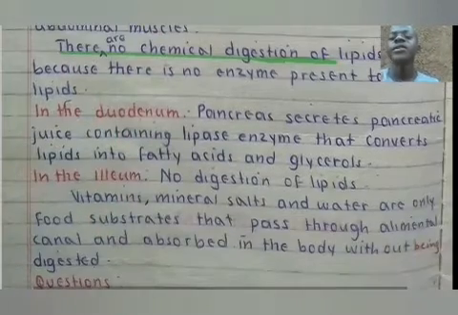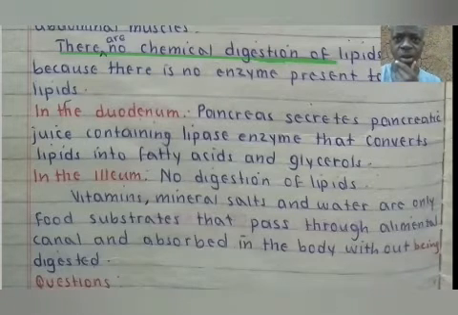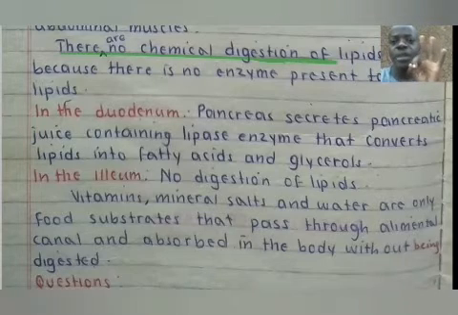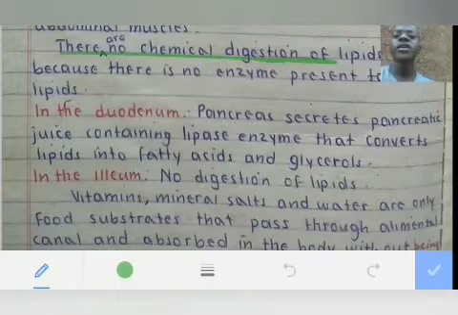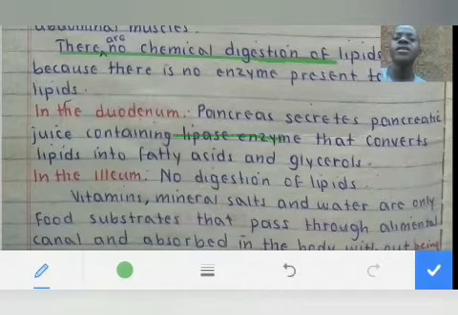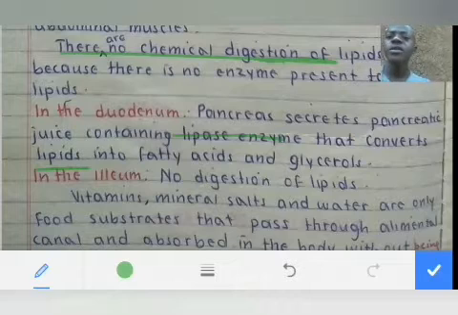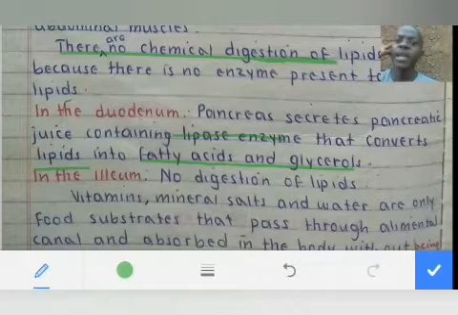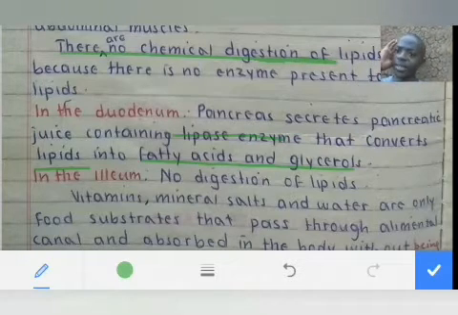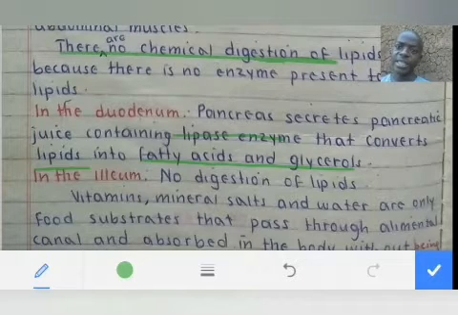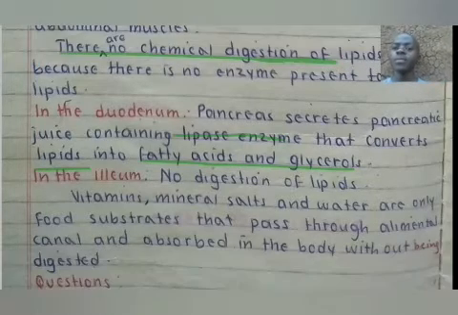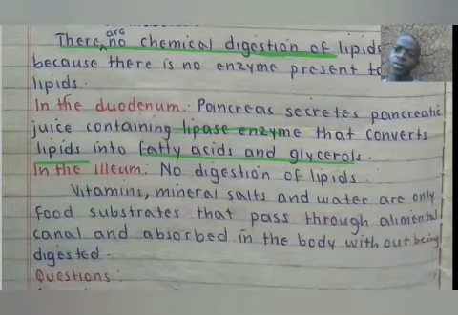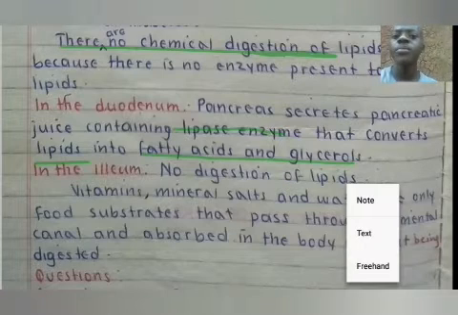And this one I have already looked at. So now, what about in the duodenum? What takes place? Remember, in the duodenum, we have 3 enzymes from the pancreatic juice. So there is that enzyme which we looked at called lipase. This lipase enzyme converts lipids, or the fats, into fatty acids and glycerol. What about in the ileum? There is no digestion of lipids because there is no enzyme present.